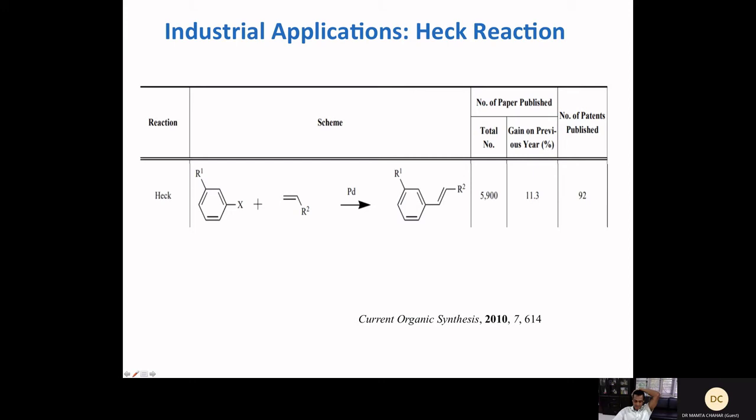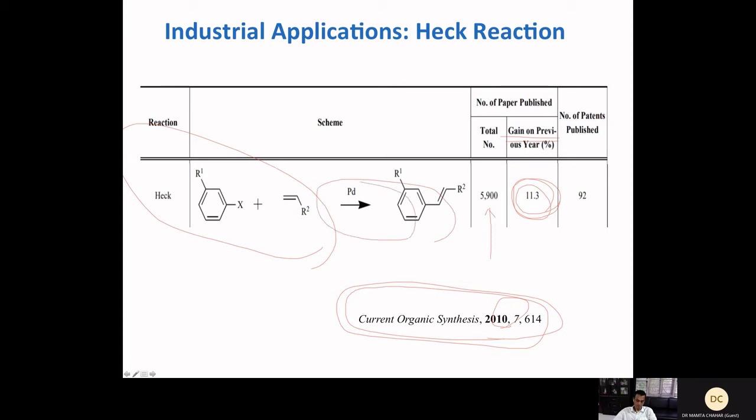There are many reports or news articles, but this is a Current Organic Synthesis paper in 2010, which essentially says that this year the number of papers was 5900, and that means, for that year at least, particularly an 11% gain on the previous year. So that indirectly tells how important these sorts of reactions are and how valuable this contribution has been.